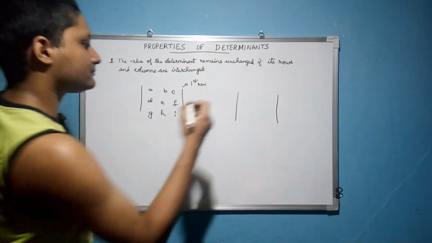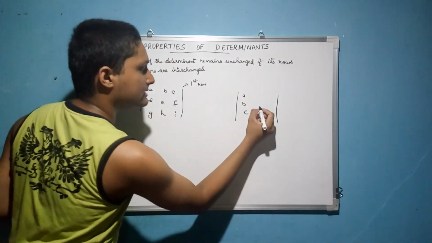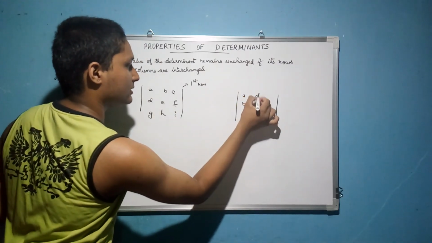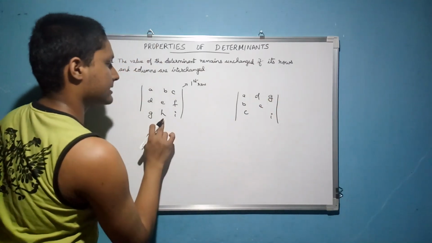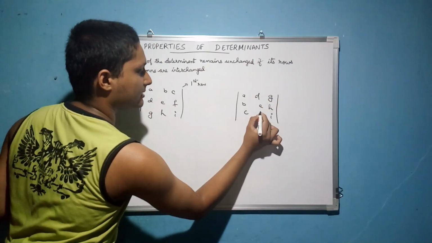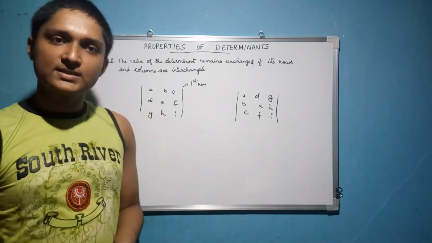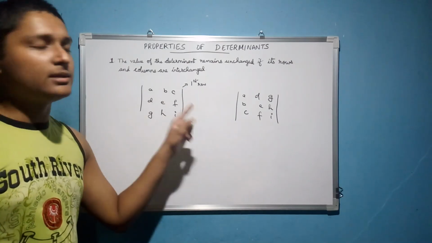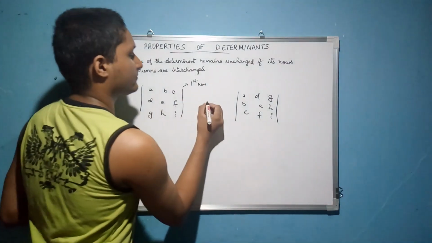So it is going to be A, B, C. The diagonal elements remain in the same place. These are going to exchange. So this is going to be D. G is going to come here. H is going to come here, and F is coming here. Okay. This is how we have changed the rows and the columns. So the property says that the value of this determinant remains the same. That means both of these determinants are equal.